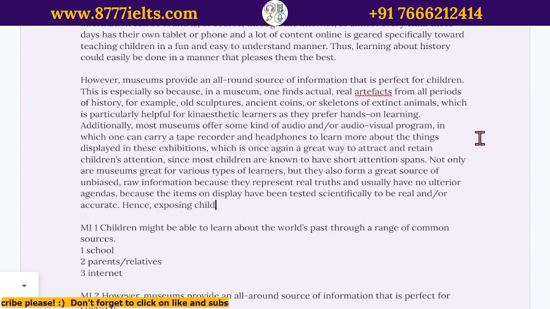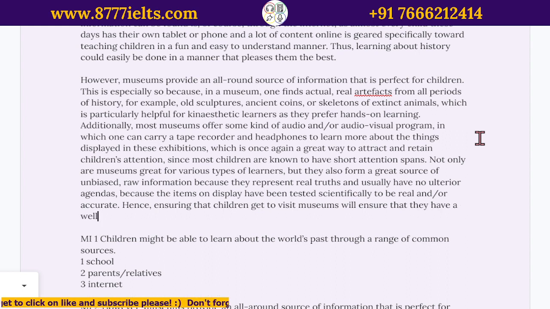exposing children, or bringing children along, or ensuring that children get to visit museums will ensure that they obtain well-rounded knowledge. Knowledge is non-countable, so I cannot use a. They obtain well-rounded knowledge of their country and their planet, of maybe just the world, really. Okay, so that's that.